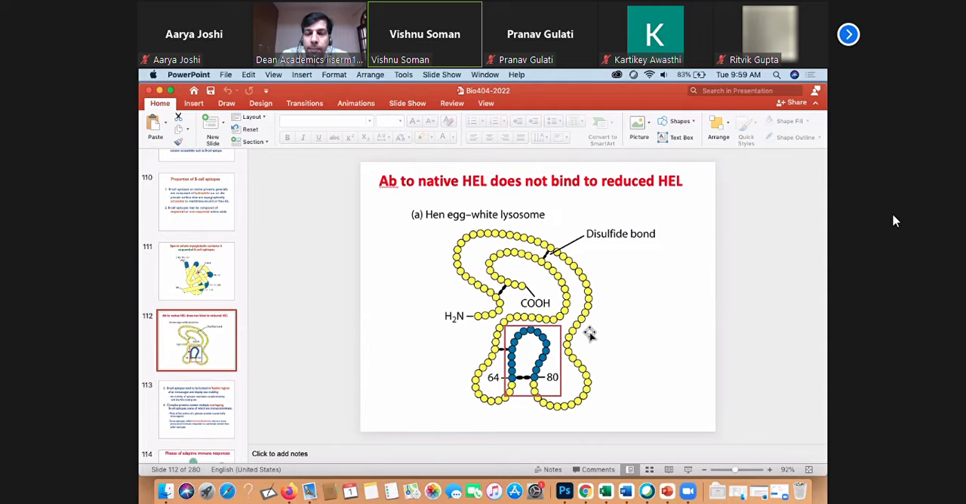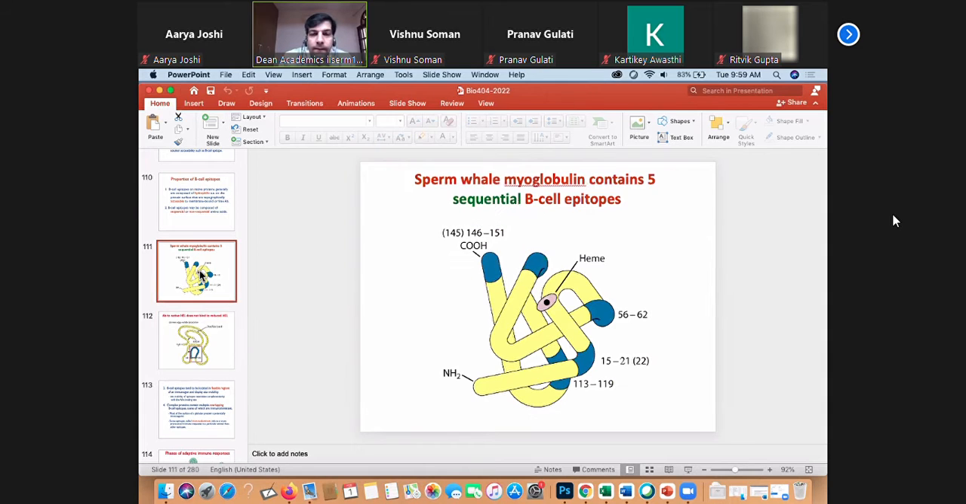Could you discuss the second type of epitopes, that is linear epitope, again? Like yesterday, it was not clear. Okay. So basically, linear epitopes, or the other name of linear epitope is sequential epitope.